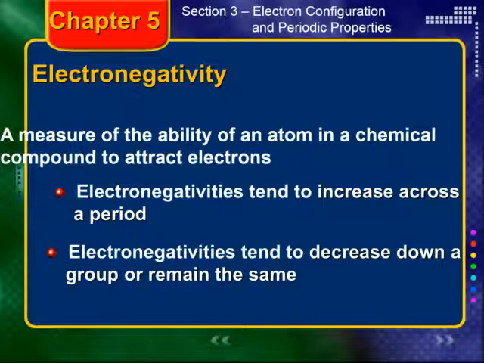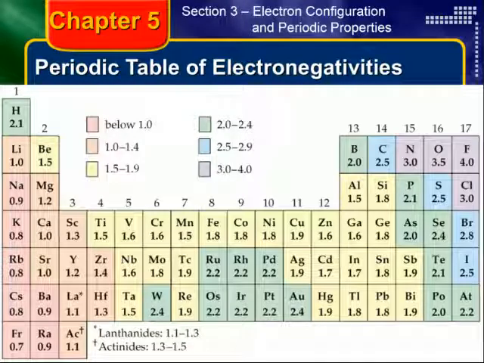Now that was the period trend. Here's the group trend. Electronegativities tend to decrease as you go down a group. Sometimes they stay the same, but they're going to decrease as you go down a group. So this is a periodic table that I purposely put in your notes so that you would have access to electronegativity values. These are arbitrary values based on the Pauling scale. It's a scale that just describes electronegativities.